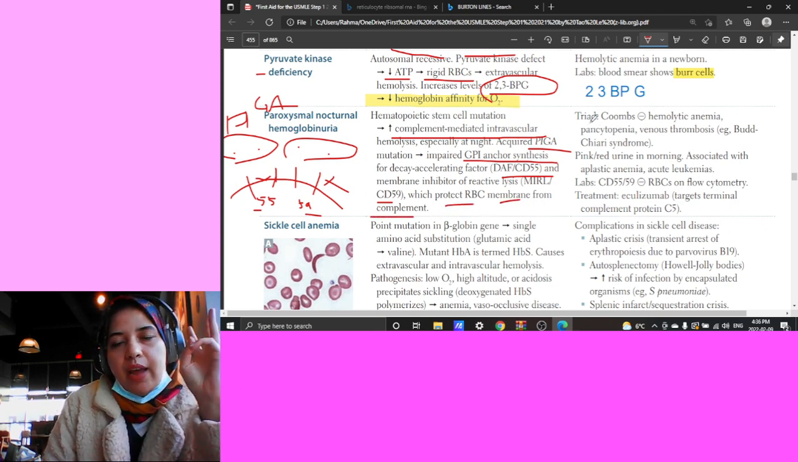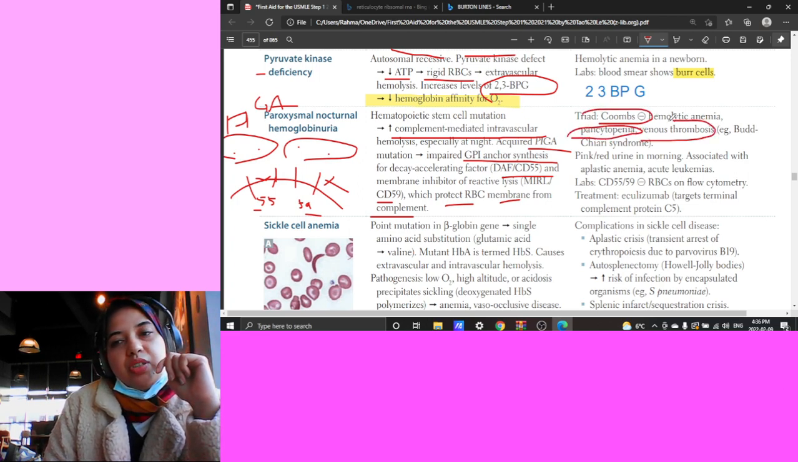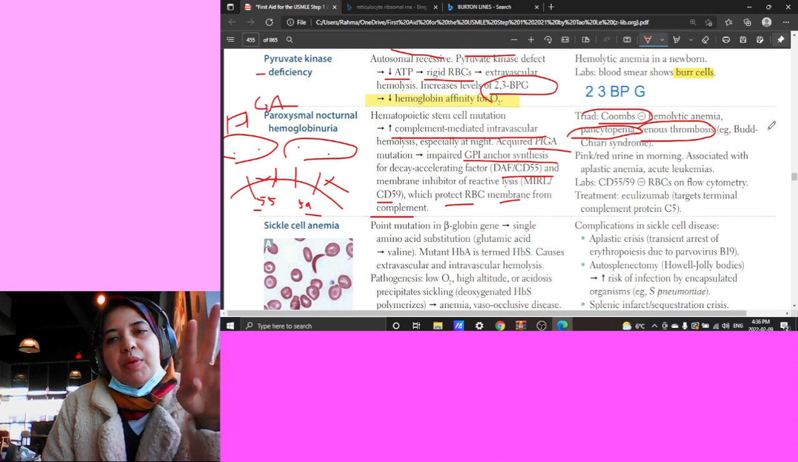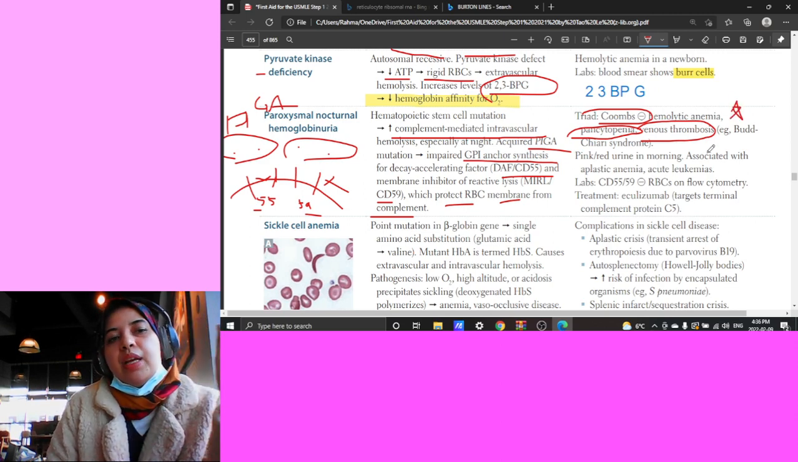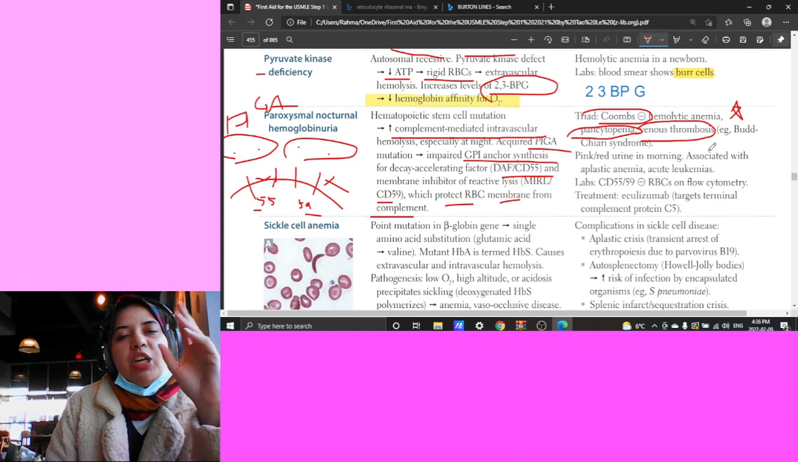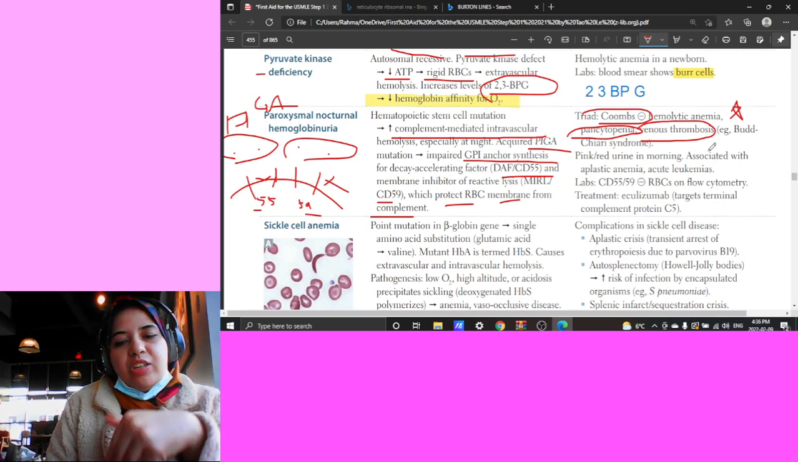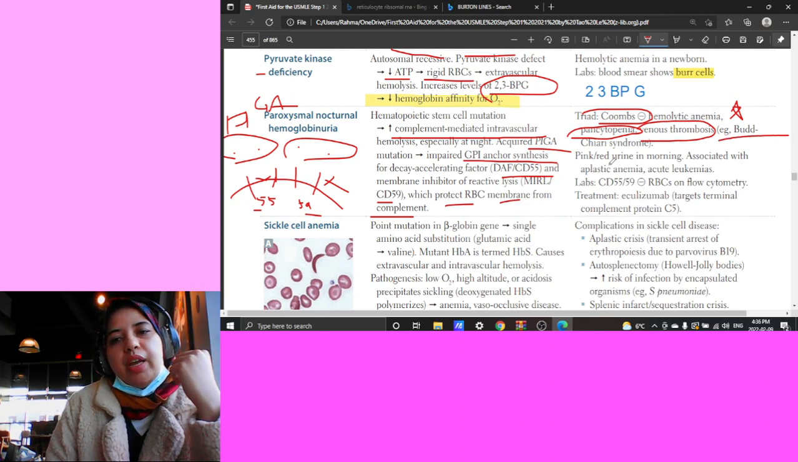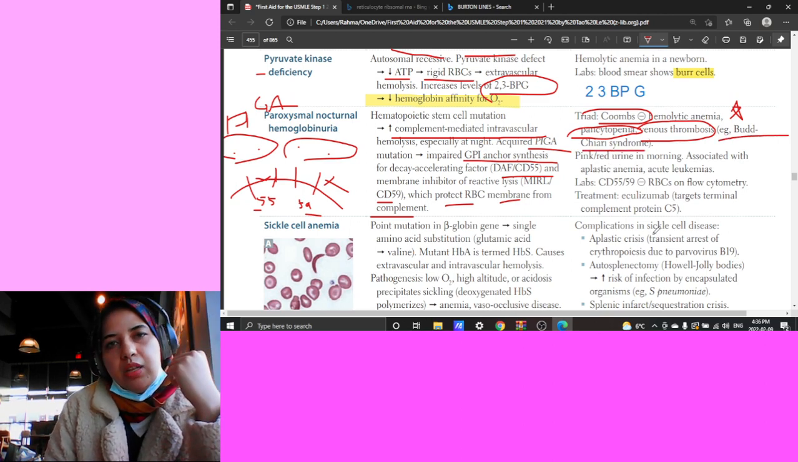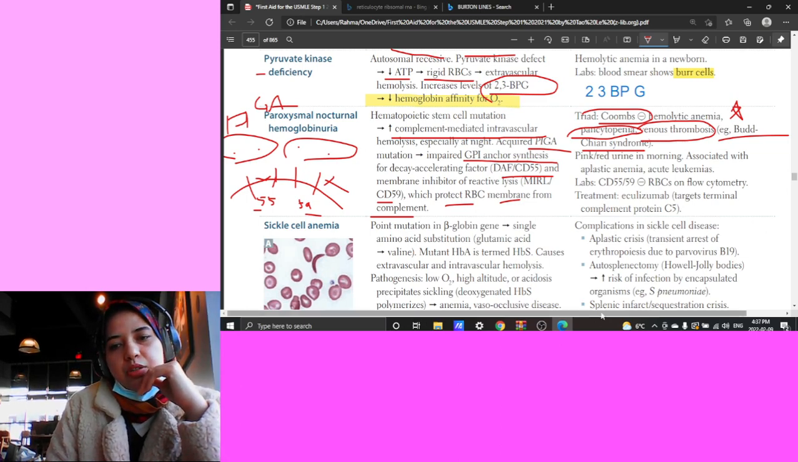You're going to have a triad of Coombs negative hemolytic anemia, pancytopenia, and venous thrombosis. You have to memorize this. Coombs negative hemolytic anemia, pancytopenia, and venous thrombosis. The thrombosis might clue you in that you're dealing with paroxysmal nocturnal hemoglobinuria. You're going to get a patient, she goes to the bathroom in the morning, and she sees that her urine is pink, okay? And it's hemoglobinuria. And you find out that she has a venous thrombus in a weird place. Budd-Chiari syndrome is venous thrombosis in the hepatic veins. Superior mesenteric vein thrombosis might also clue you in to paroxysmal nocturnal hemoglobinuria.